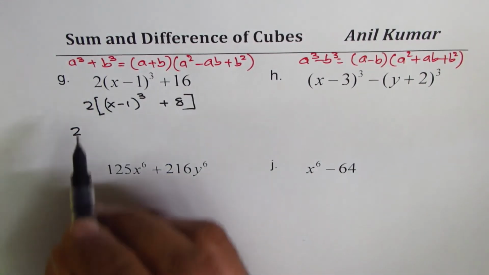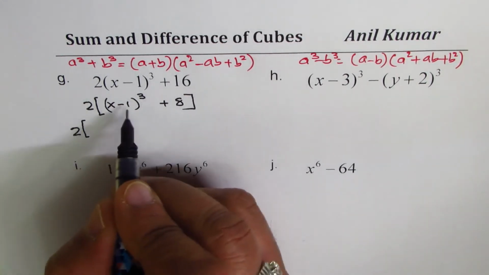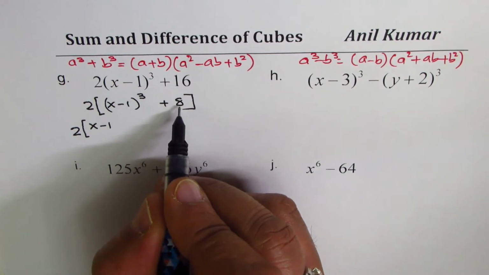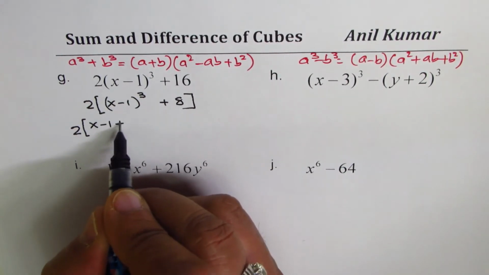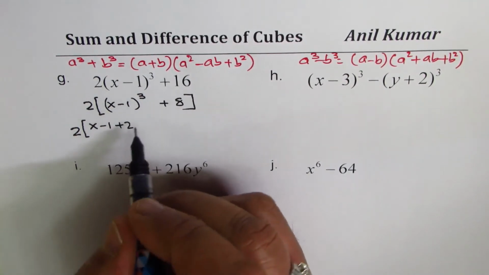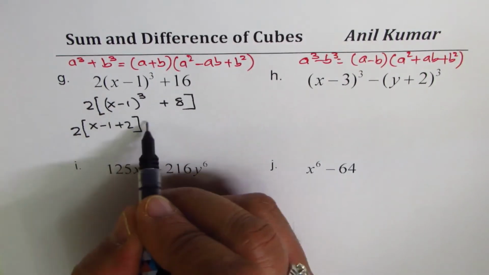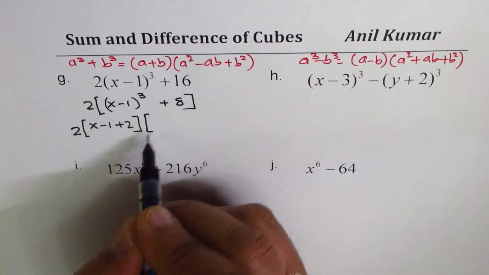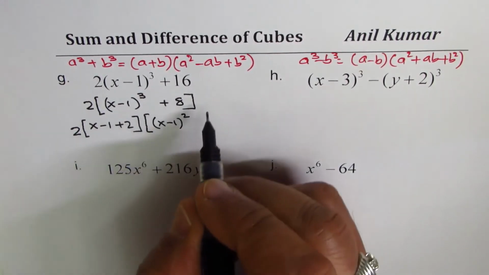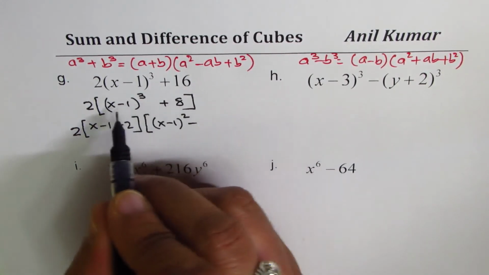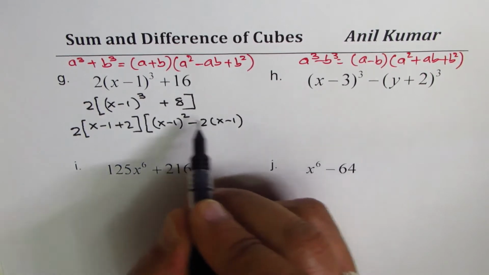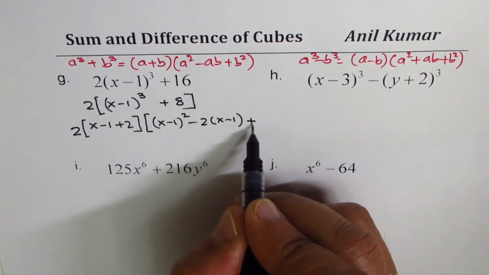So a is x minus 1 this time. So we'll write this as x minus 1 plus 2. 8 is 2 cubes, so we'll write plus 2 here, correct? So this is the first part of our factor, that is a plus b, and then we'll do the square of this. So that is (x minus 1) whole square minus the product of these two, 2 times (x minus 1) times 2 square, which is 4.